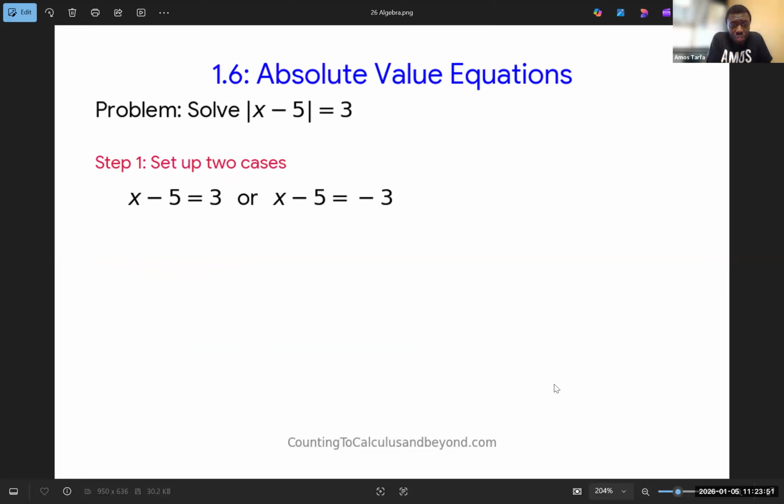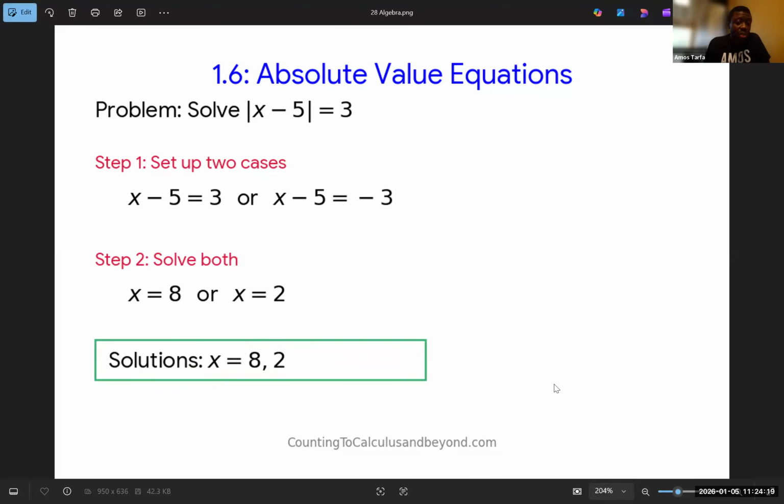Absolute value equations. This is another kind of equation: the absolute value of x minus 5 is equal to 3. You have to write out two versions, the positive and the negative. And so you get x minus 5 is equal to 3, and x minus 5 is equal to negative 3. So that's a key step for solving these problems. You set it up as two cases. Now you just solve each one of them as one-step equations. You get x is equal to 8, or x is equal to 2. And those are the solutions for this particular absolute value equation.